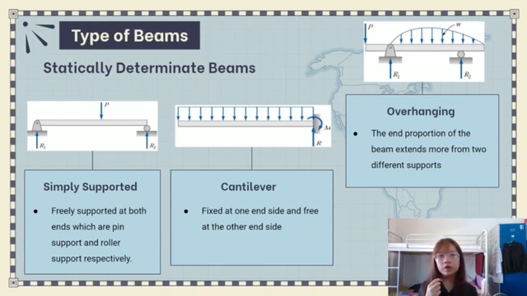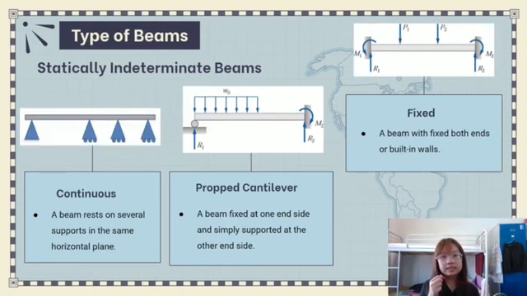These three types of beams are classified as statically determinate beams because the support reactions can be determined from the equilibrium equations alone. Next, the statically indeterminate beams also involve three types of beams. The first one is continuous beam. The beam rests on several supports in the same horizontal plane. The second one is propped cantilever beam, where the beam is fixed at one end and simply supported at the other end. The last one is fixed beam, where the beam is fixed at both ends.